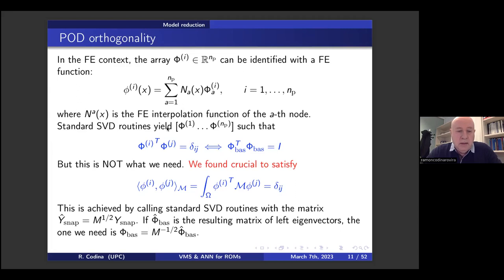We just have to call the SVD routines not with the matrix of snapshots Y, but with this matrix hat Y, that is just the matrix M to the power of 1/2 multiplied by the matrix of snapshots. So it's a sort of scaled matrix of snapshots. Once we receive the matrix hat phi from the SVD routine, we recover our matrix phi simply by multiplying by M to the power of minus 1/2. M is usually the mass matrix. To perform these operations, it is very important that it is symmetric and positive definite. This is not a trivial observation because in some methods it is not symmetric. For example, in residual-based stabilized methods, if you also put in the residual the approximation to the temporal derivative, the matrix M is not symmetric.